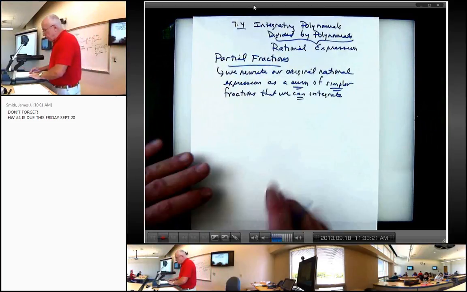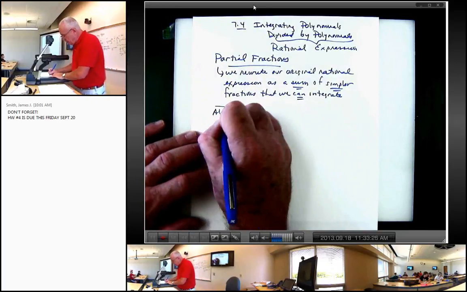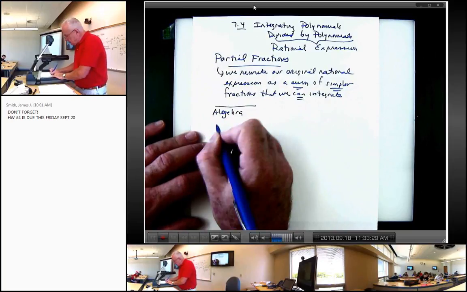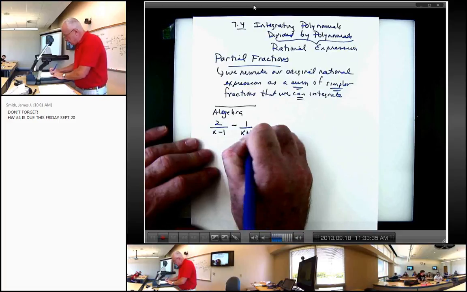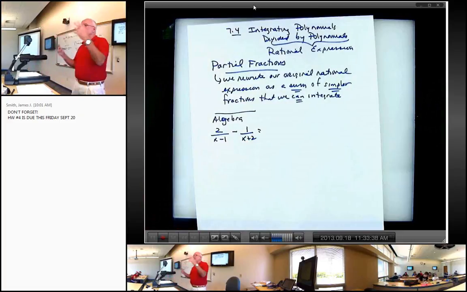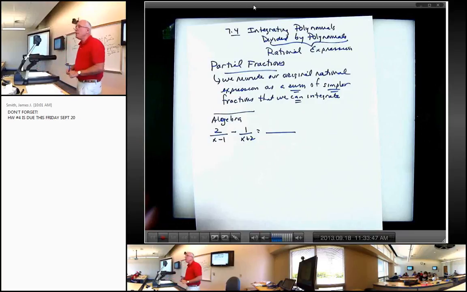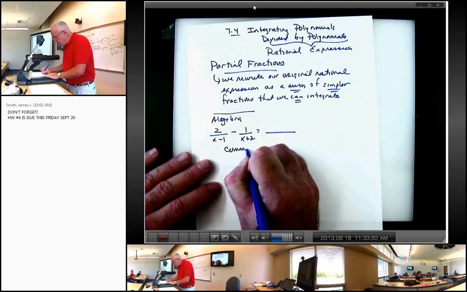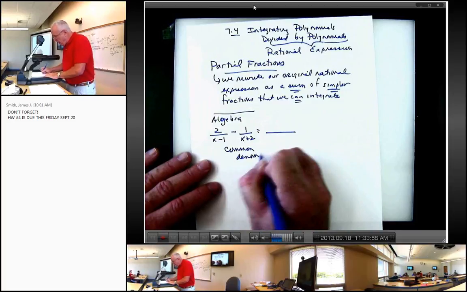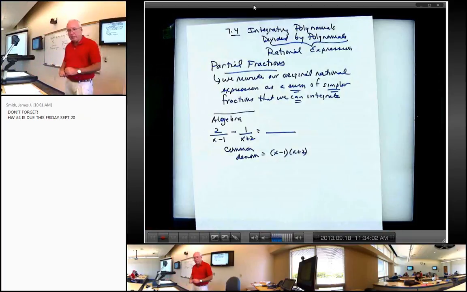So let me show you something in the reverse direction from algebra. Let's look at 2 divided by (x minus 1) minus 1 divided by (x plus 2). And what I want to do is combine that into a single expression with a single numerator and a single denominator. And we know that the way to do that is to get a common denominator. Our common denominator is going to be (x minus 1) times (x plus 2).